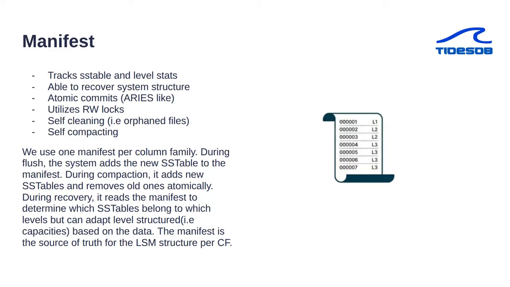So an idea of how this works is, during a write to disk, a flush, this will add a new SSTable to the manifest. On compaction, this can add and remove SSTables from the manifest. The manifest is essentially the source of truth for the column family's LSM structure.